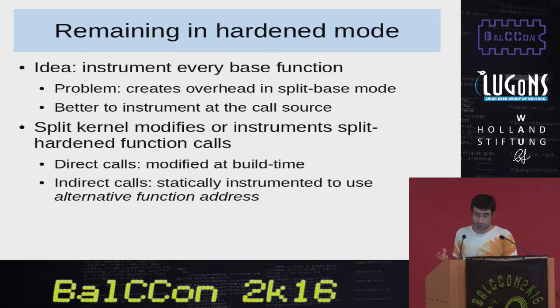So meaning it's better to instrument actually at the call source. Because at the call source, we can add overhead in the split hardened code, right? So the way we do this is by modifying or instrumenting split hardened function calls. So in the case of direct calls, we just modify them at build time, as I will show in a minute. And for indirect calls, we use something called alternative function addresses, and there's a bit of implementation of the indirect calls.